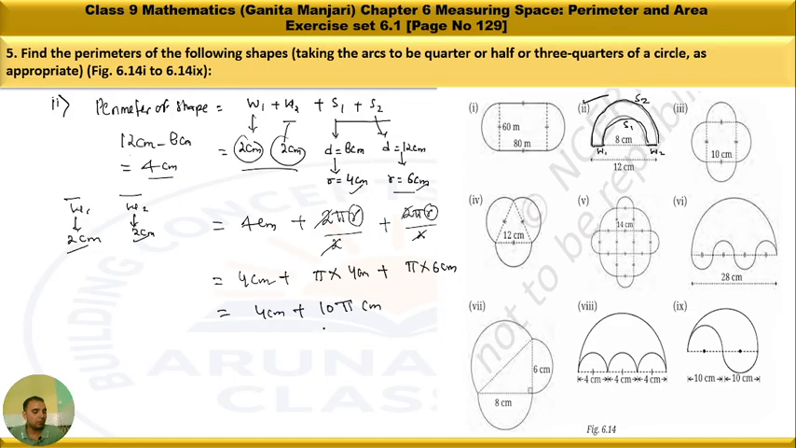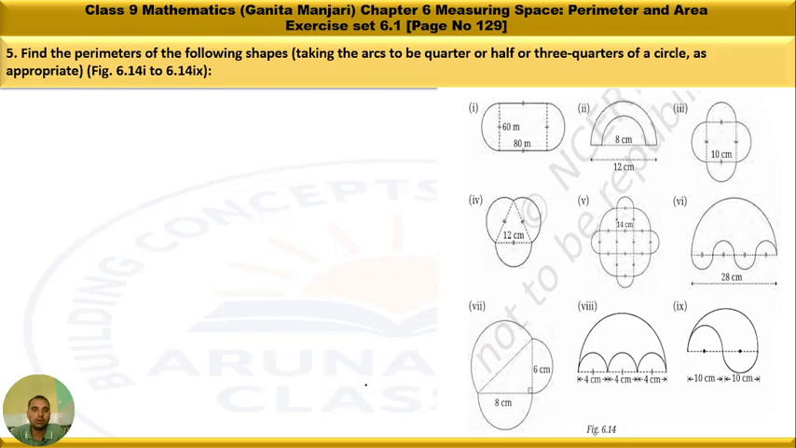Now it will be 4 centimeter plus 10 multiplied by 22 by 7 centimeter. It is 220 divided by 7 plus 4 centimeter. If I solve this, I will get 35.43 centimeter. So that will be the perimeter of the given shape. After solving this second part of the question, let's move to the third part. Here we have the third part of the question.